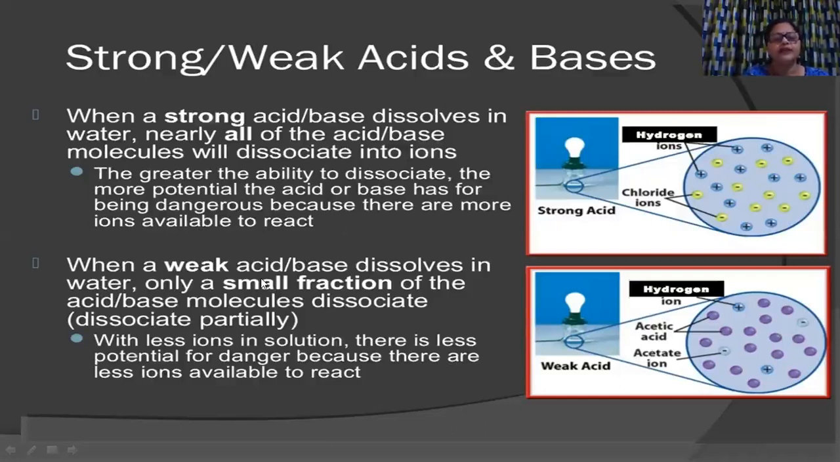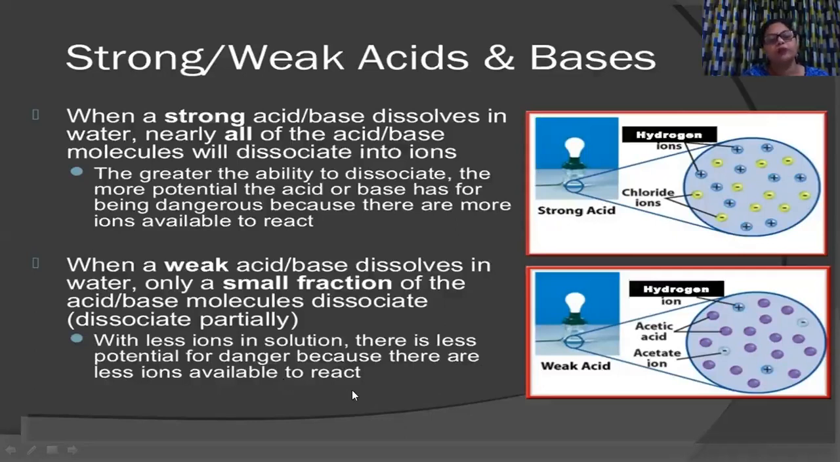When a weak acid or base dissolves in water, only a small fraction of the acid or base molecules dissociate, which is called partial dissociation. With fewer ions in solution, there is less potential for danger, because there are fewer ions available to react.